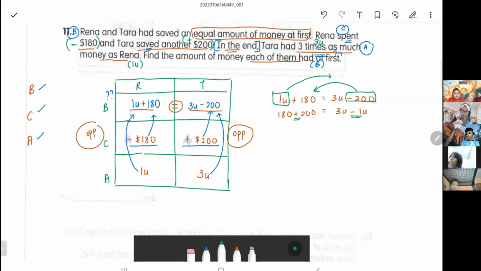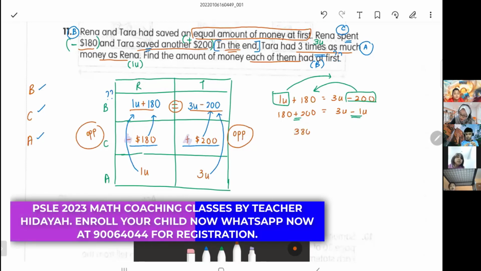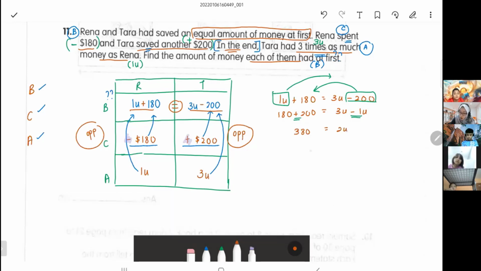Like just now, when we move backwards or move anywhere, it's always becoming the opposite sign. Don't copy down, okay? Please don't copy down. This is 380 and then this is 2 units, like this. Okay, so 2 units represent $380. 1 unit is 380 divided by 2, 190.